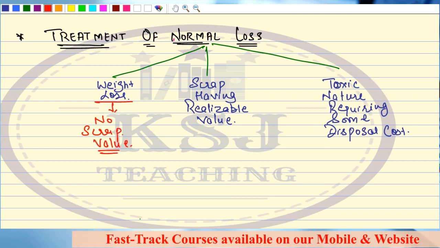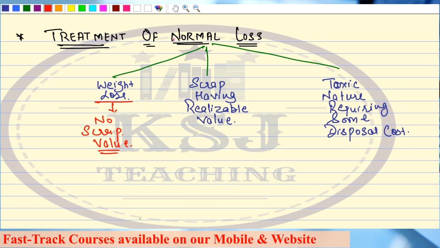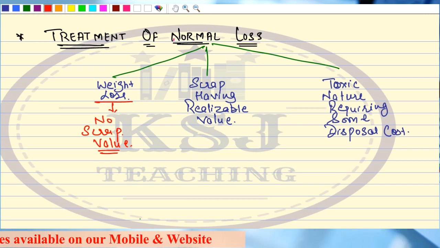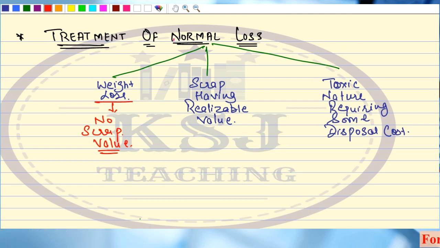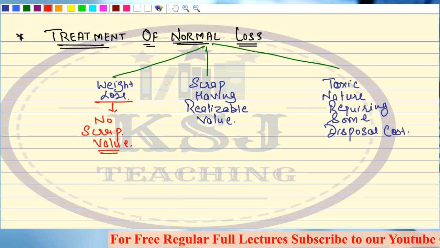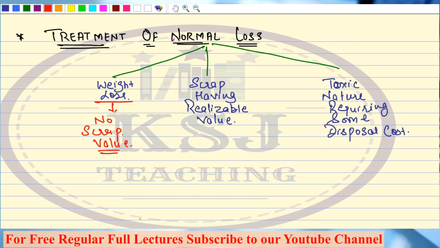Sir, what should be the treatment now? See books, page 12.2. Treatment of units of normal loss in the process account. So the first one is normal loss in the nature of weight loss. I have written that the units of normal loss should be credited to the process account.